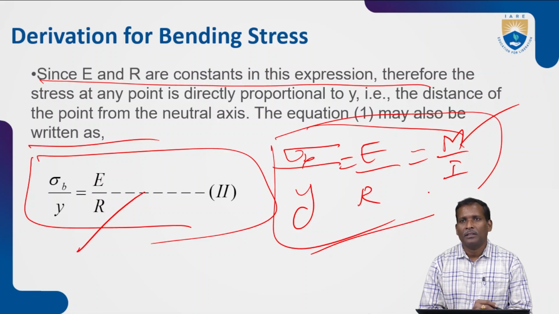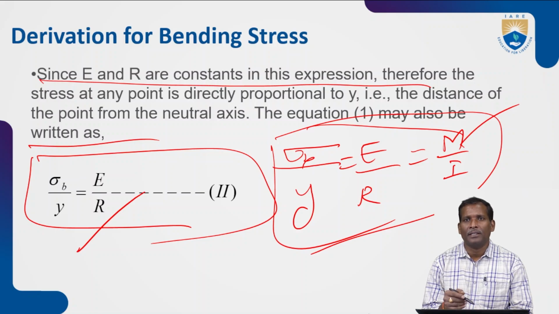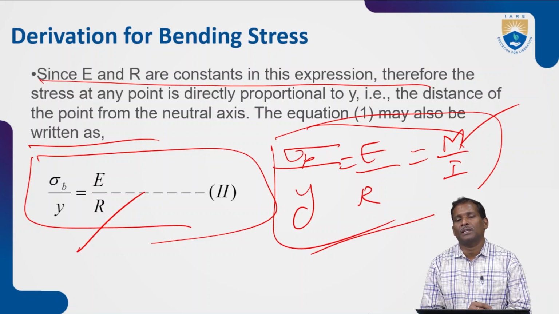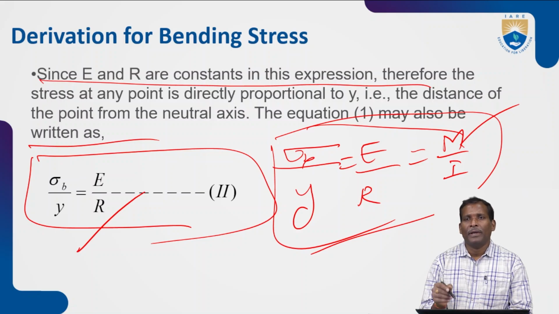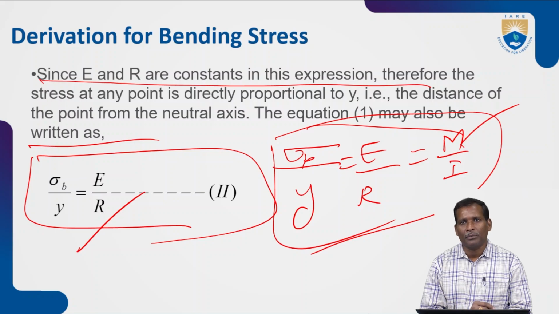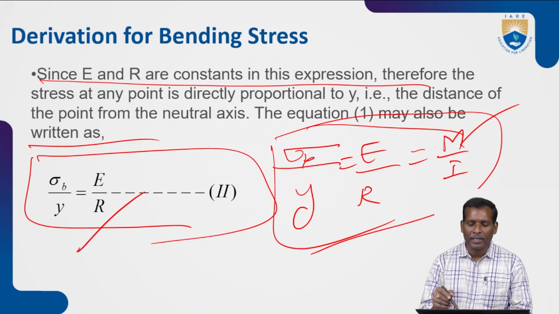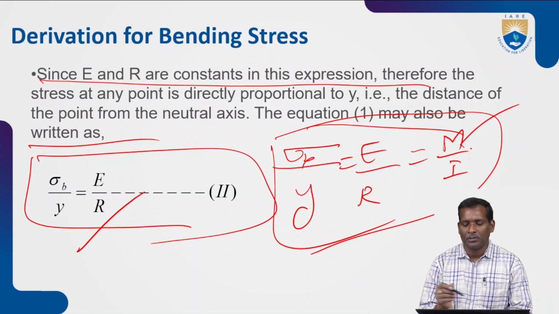You can write this equation in terms of moment of inertia. M by I is equal to sigma by y is equal to E by r. You can take any two: sigma by y is equal to E by r, or E by r is equal to M by I.